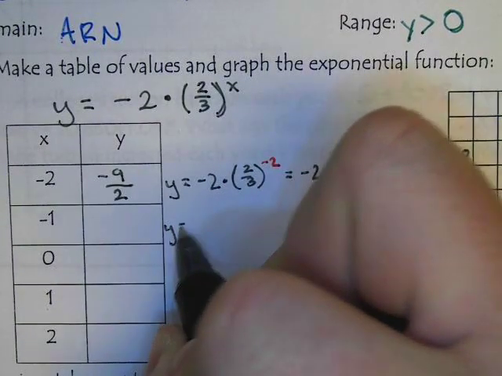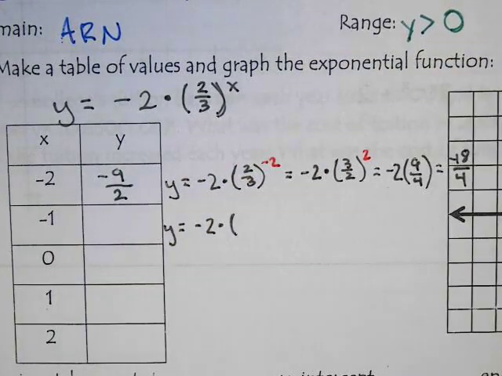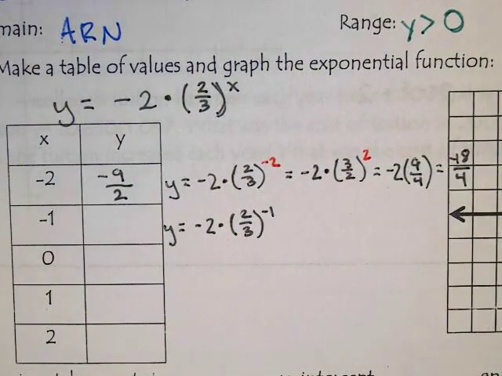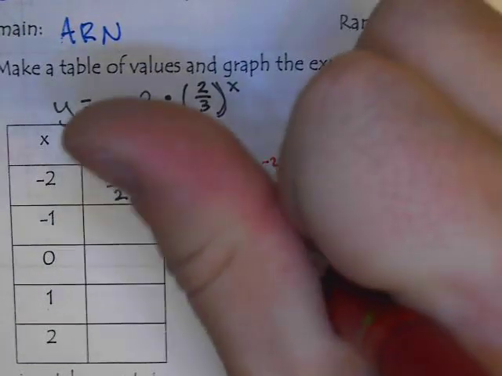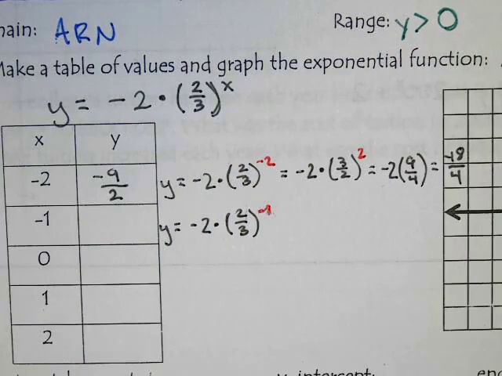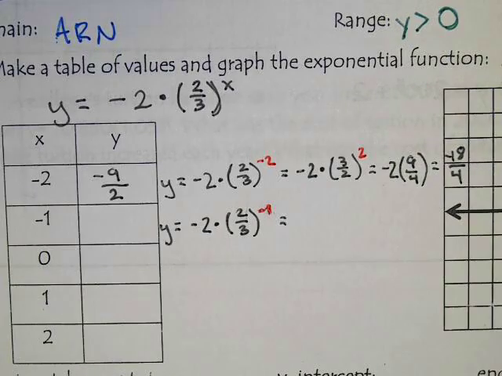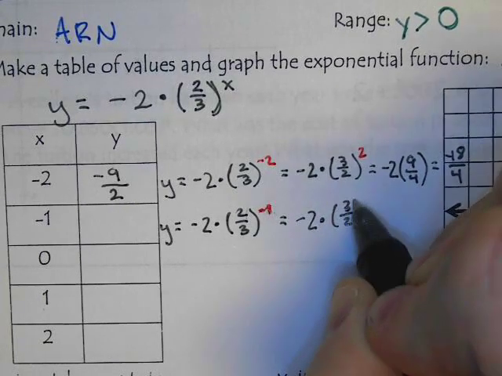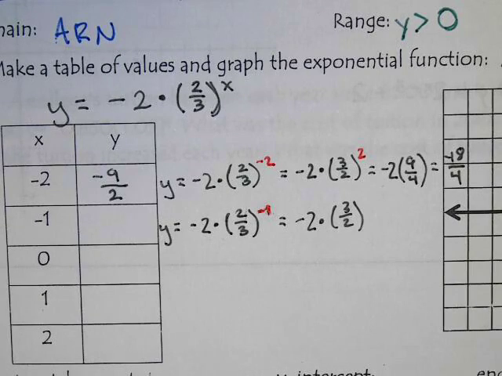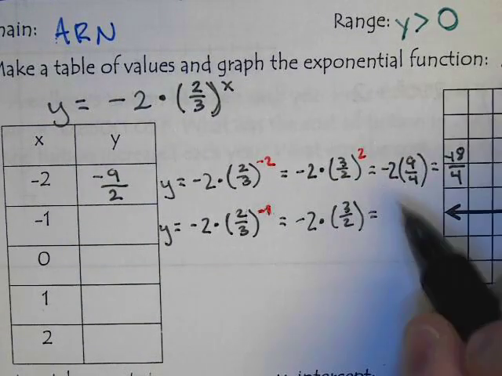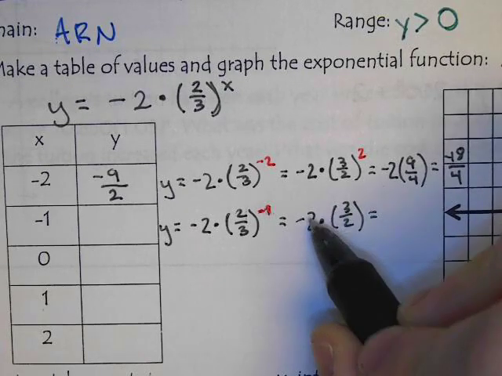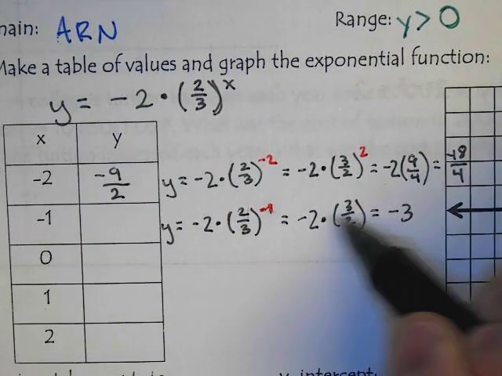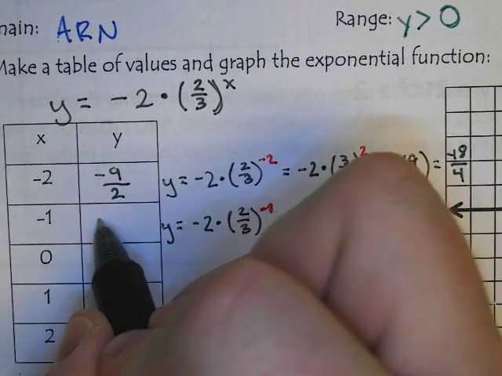For our next value, y is equal to negative 2 times 2 thirds to the negative 1. Just plugging in that negative 1 value. So that would equal, I'm just going to flip the 2 thirds. That's all the negative 1 does. So I have negative 2 times 3 halves. We'll multiply these together. The 2's can cancel each other, and that'd be negative 1 times 3 is negative 3. So we have negative 3 right there.